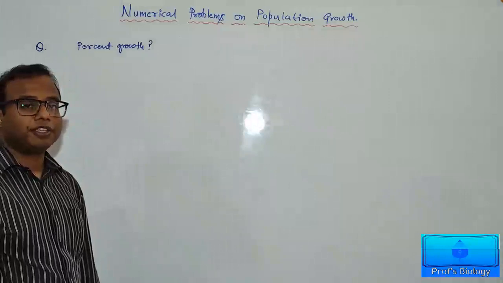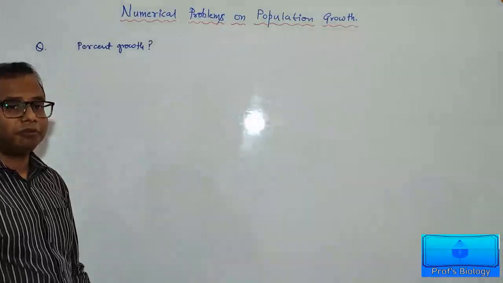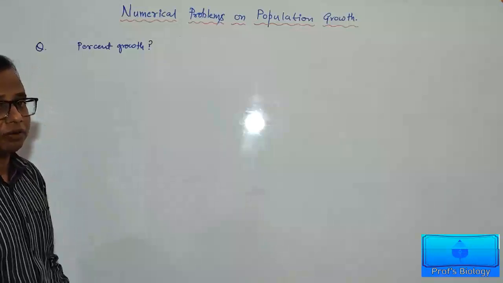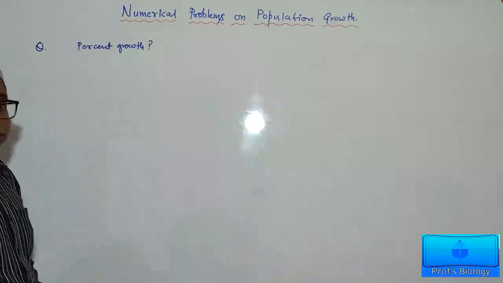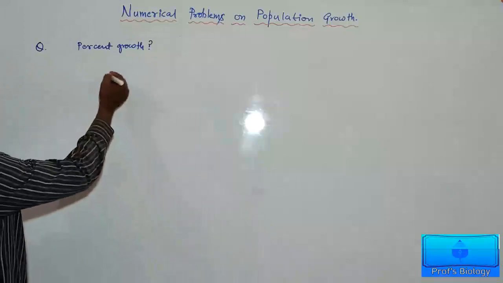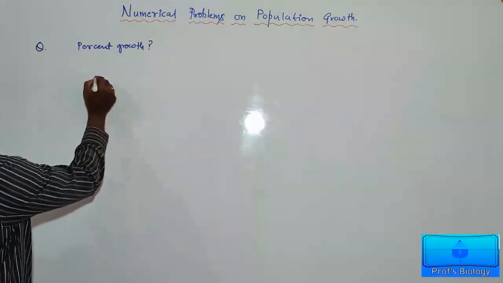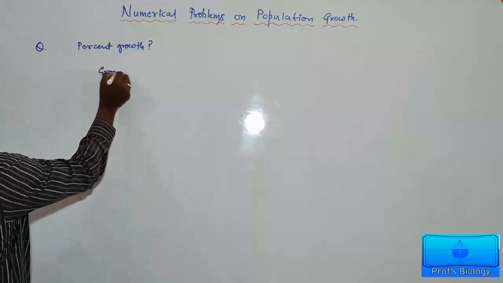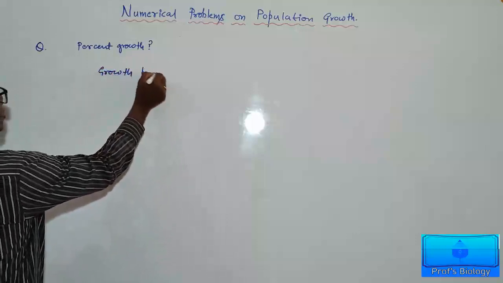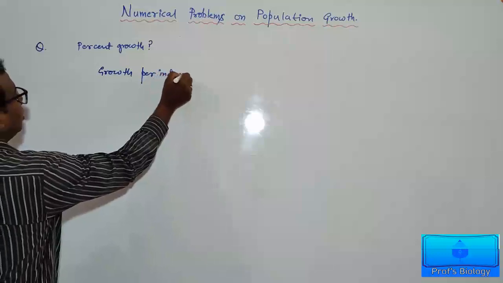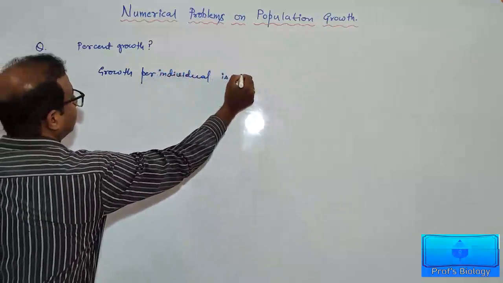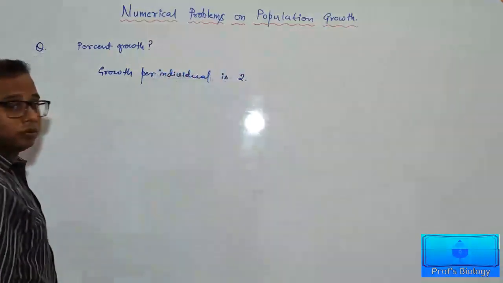Now for the same previous problem where 50 parameciums multiplied and became 150 in 1 hour, let us calculate what is the percent growth. Now from previous problem we know growth per individual is 2.